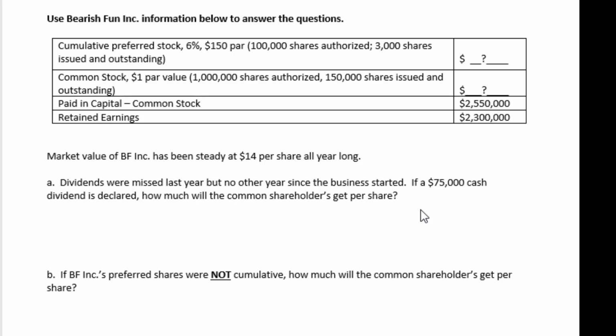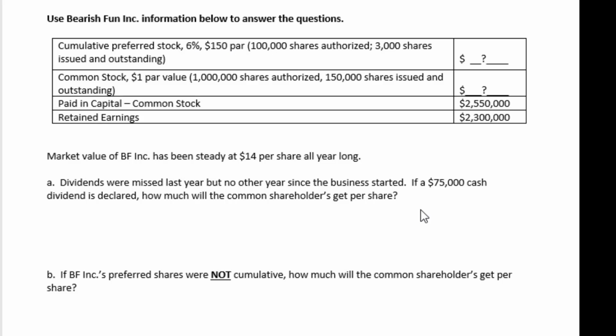Dividends were missed last year, but no other year since the business started has been missed. Okay. And now they're going to declare a $75,000 cash dividend. How much will the common shareholders get? Well, they don't get any until the preferred shareholders are satisfied. So we have to pay the preferred dividend first. What is that preferred dividend? We use the secret code here, the 6% times $150 par. So we would multiply that out and get $9 a share.